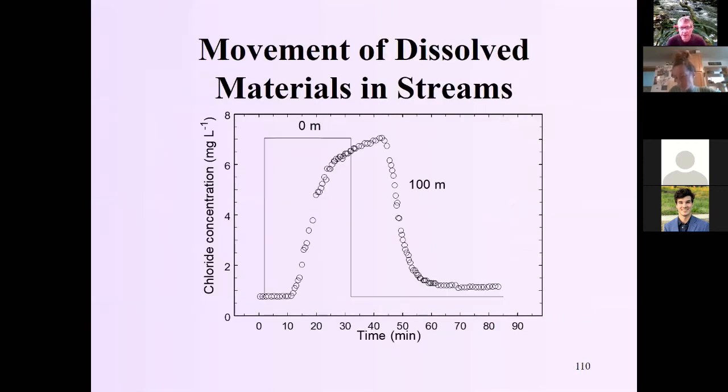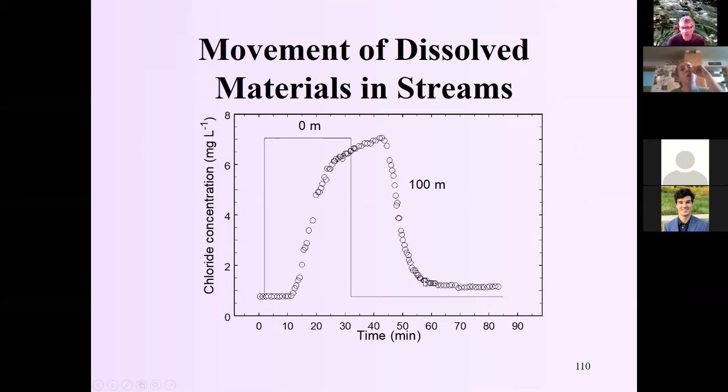And we can talk about how materials might move in streams when you put them in there. On this plot is a release of salt, chloride, at 0 meters and 100 meters downstream. It was released over 30 minutes at the 0 point, and then measured 100 meters downstream over time. So we see that whereas it was just an on-off release at 0 meters, by the time you get down 100 meters, it started to spread out. Some of it moved faster.